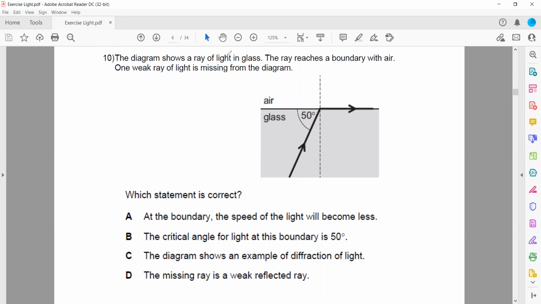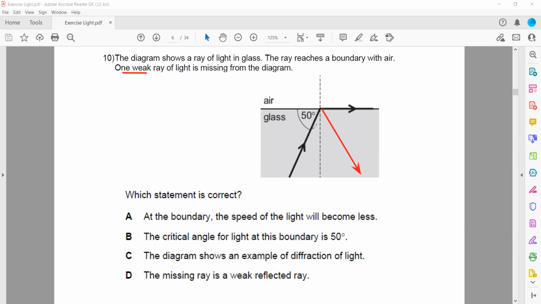The diagram shows a ray of light in glass. The ray reaches a boundary with air. One weak ray is missing. What is the weak ray which is missing? Some of the light is refracted, some of the light will reflect. And this 50 is not the angle of incidence. What is the angle of incidence?